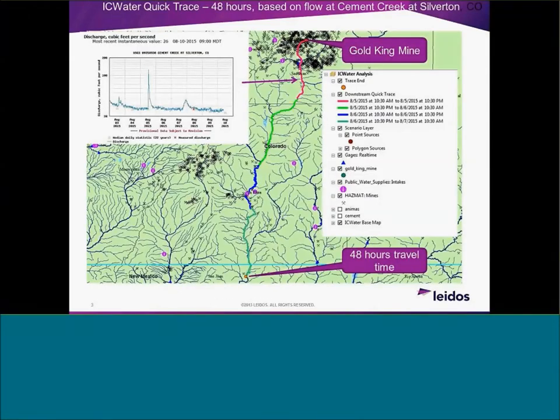One of the first things we did was an icy water, what we call a quick trace, which is just a time of travel calculation. We went downstream 48 hours. And you can see then we color-coded this downstream trace by 4 different time intervals over that 48-hour period. The graphic on the left shows the hydrograph from a gauge on Cement Creek near Silverton, Colorado. You can see the pulse of the spill clearly shows up in that particular gauge on August 5th.